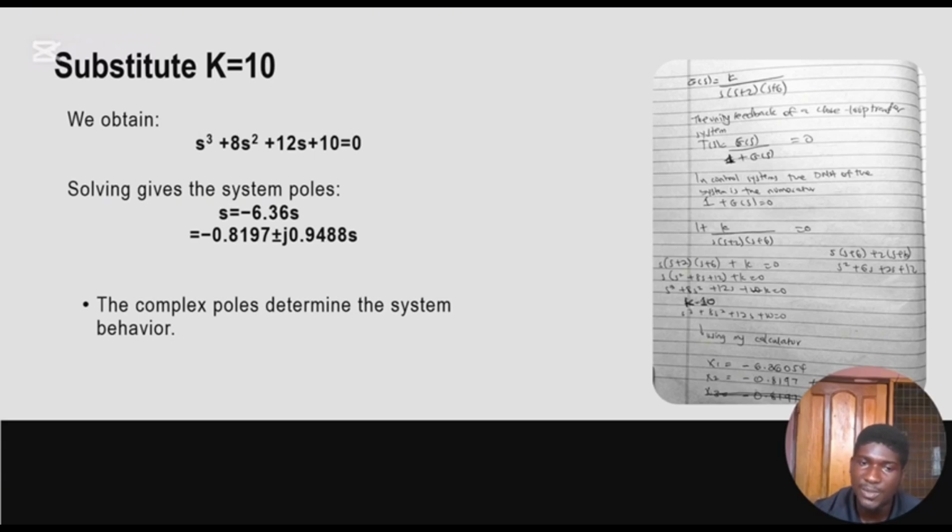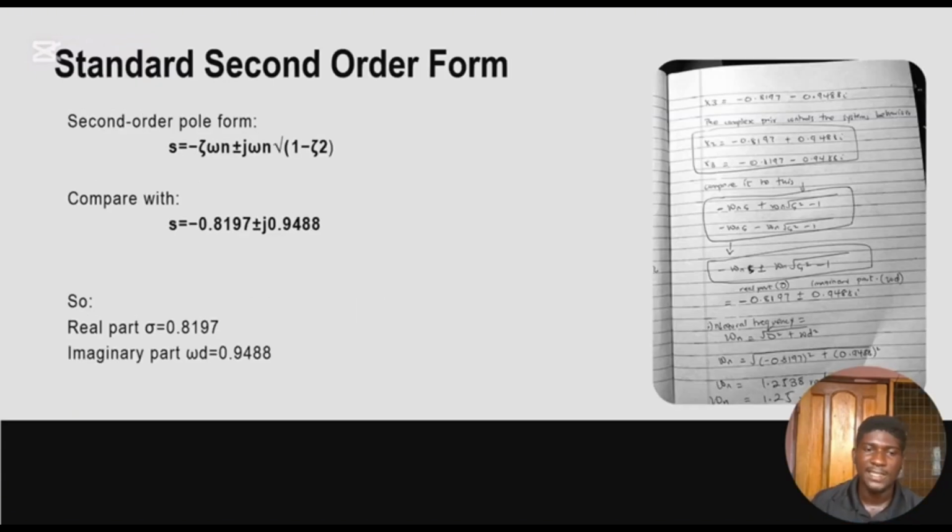Now, using a calculator to solve for the solutions of the equation, the first solution is equal to negative 6.36. The next solution being a complex solution, we get negative 0.8197 plus or minus j0.9488. The complex poles are very important because they determine the oscillatory behavior of the system. We take the complex part, and the real part becomes 0.8197. Then the imaginary part, omega d, becomes 0.9488.